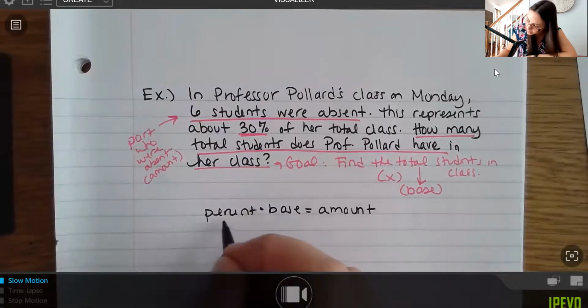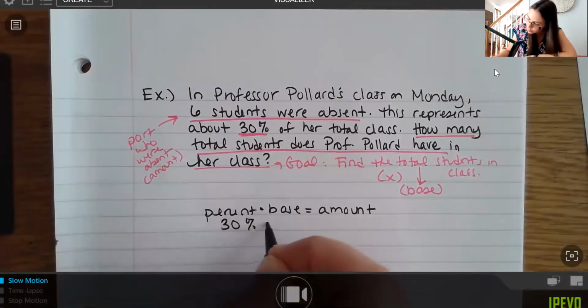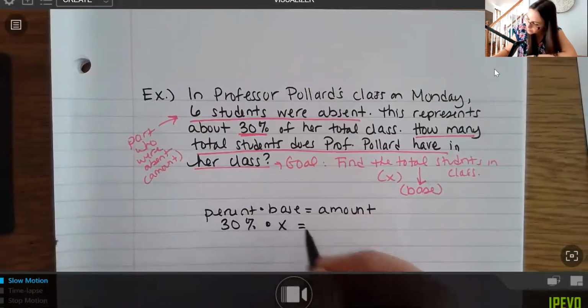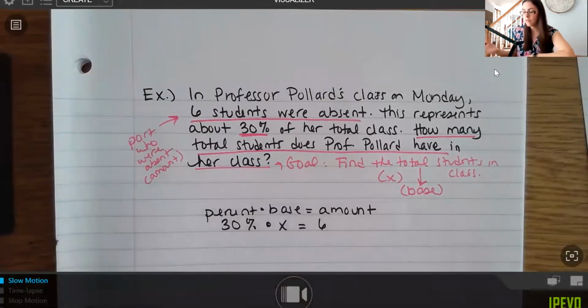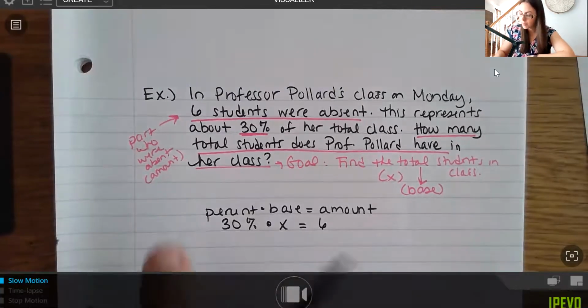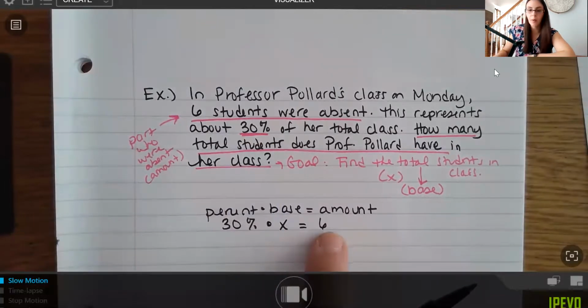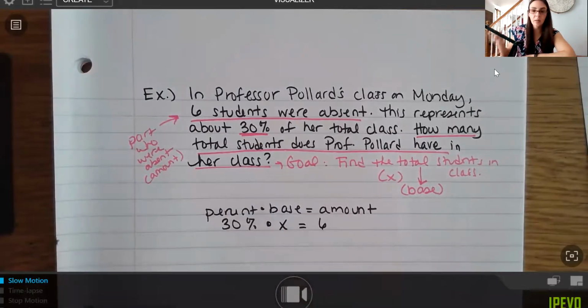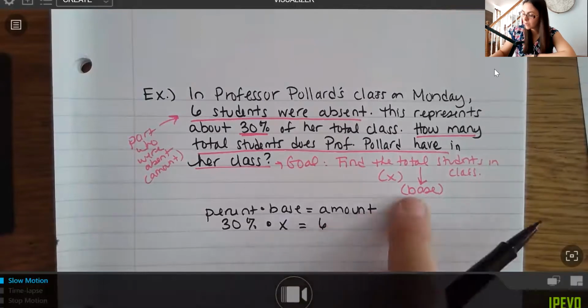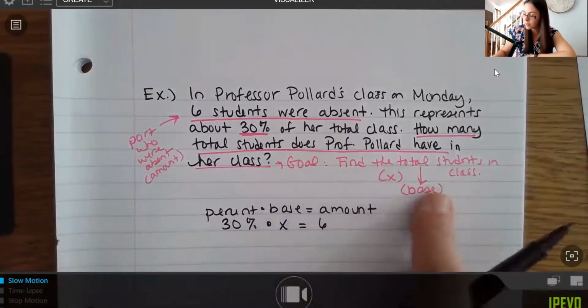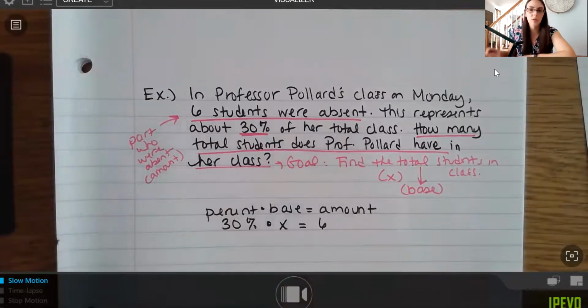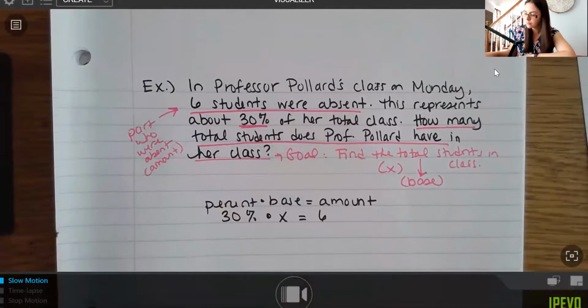So my percent here is 30. I don't know the base, so the total, and the amount is 6. So think about this as a quick check. The 30% does relate to the 6, right? Because that's all about being absent in this case. So the percent and the part are both about being absent. And then if I think about my total, which is my total students in class here, and the part who are absent, they're both about students. So my units match there as well.